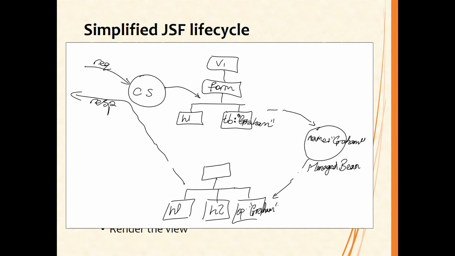So for example, let's call it V1, that's the view. Maybe there's a file, an XHTML file, which contains an HTML form. So that's the second box down, I've labeled it form. Then, within that form, there might be, for example, some kind of header. I've labeled that H1. And then perhaps there's going to be some kind of text box for the user to enter information.